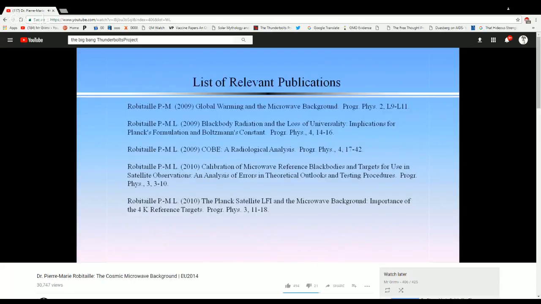Then you also have this, which will affect global warming, whether you believe in global warming or don't believe in global warming. For us to understand how the oceans are actually emitting is an important problem. And then there's another paper on COBE where I did a full analysis of COBE and one on Planck.